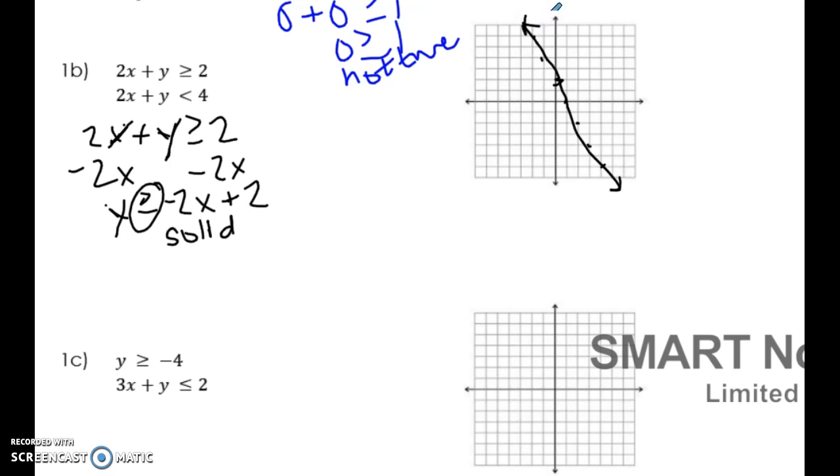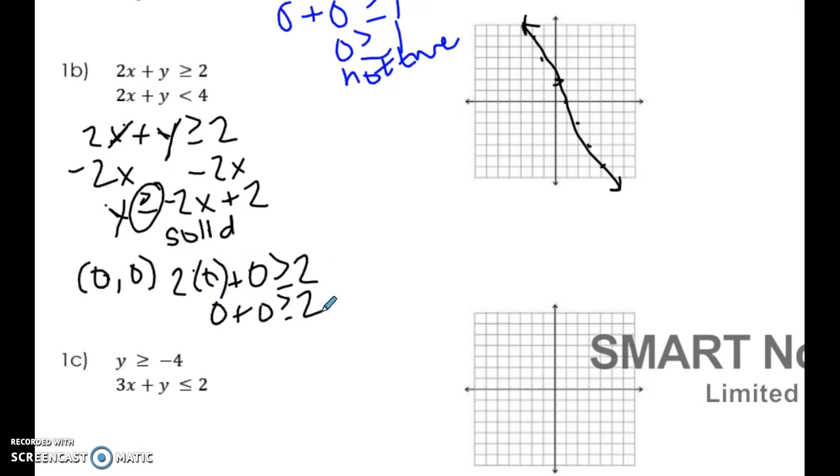Okay, so now I've got to do my test point to figure out where to shade. So I'm plugging 0, 0 into that equation. 2 times 0 plus 0 is greater than or equal to 2. This becomes 0 plus 0 is greater than or equal to 2. 0 is greater than or equal to 2, which is not true. So again, that means I shade the part that does not have 0, 0 in it. 0, 0 is the origin here. I'm going to shade the part that does not have that, which is on that right-hand side.